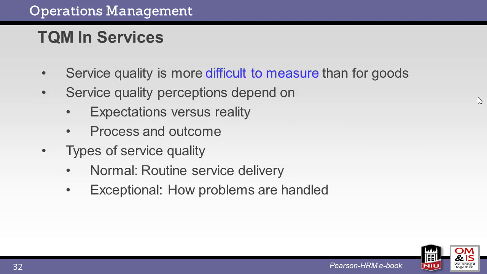Since services often include intangible content, quality is more difficult to measure. Matching employee and customer perceptions is key to success. Services include routine activity and exception handling. An organization is often judged more on its ability to handle issues and variation. This is the exception process.